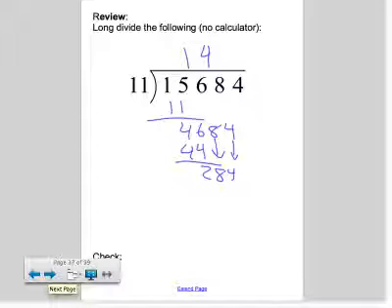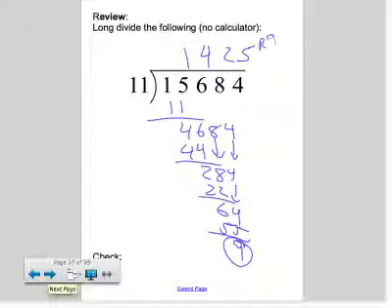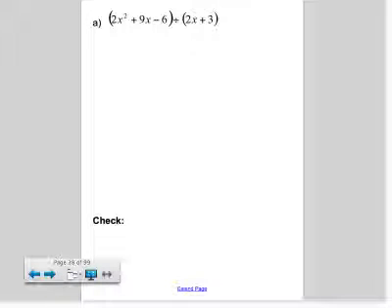Alright, 11 goes into 28 twice. 2 times 11 is 22. That's 6, bring down the 4. 11 goes into 64 5 times. 5 times 11 is 55. Subtract, you get 9. 11 does not go into 9, so the answer here would be 1,425 remainder 9. Okay, so there's 9 left over.